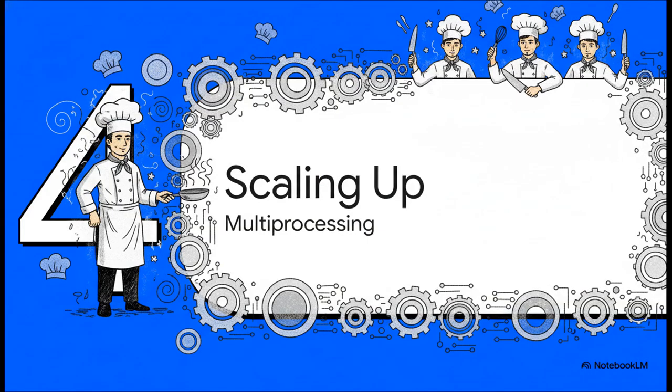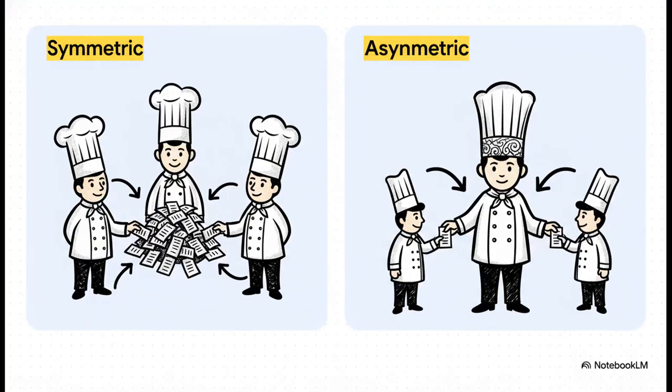Now, our single chef has been working their tail off. But what happens when the restaurant gets so popular that one chef just can't keep up? Well, you hire more chefs. And in the computer world, this is called multiprocessing, using more than one CPU to get the work done. And there are basically 2 ways to set up this multi-chef kitchen. In what we call a symmetric setup, you've got a team of equals. Every chef is a head chef. Any one of them can grab any order from the queue and get to work.